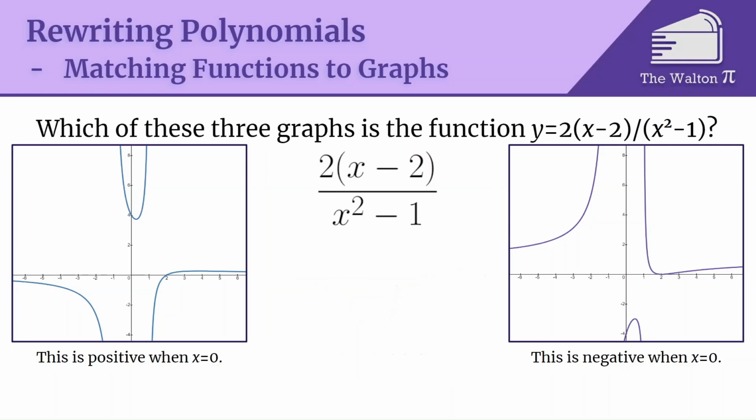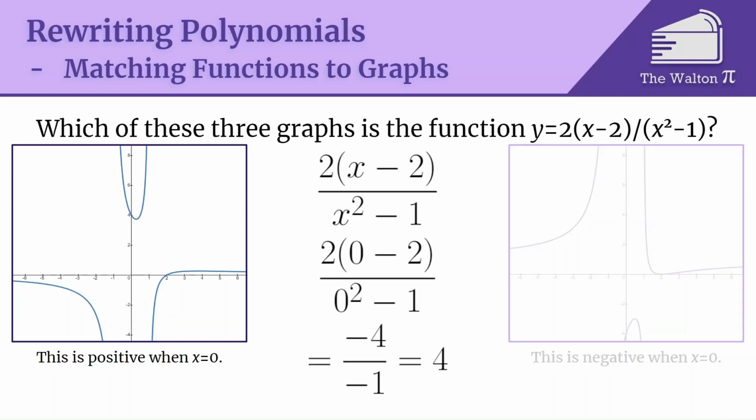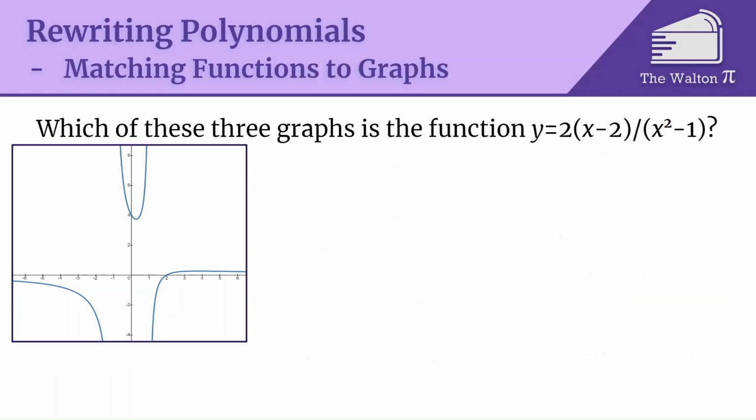So we plug in 0 into 2 times x minus 2 all over x squared minus 1. We get 2 times 0 minus 2 all over 0 squared minus 1. That's -4 over -1, which is +4. So we know it's the first graph because that is a function that has the correct asymptotes, it has the correct 0, and it has the correct point when x equals 0. So this first graph is going to be the graph of the function y equals 2 times x minus 2 all over x squared minus 1.